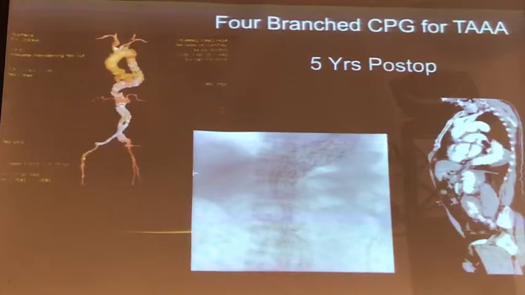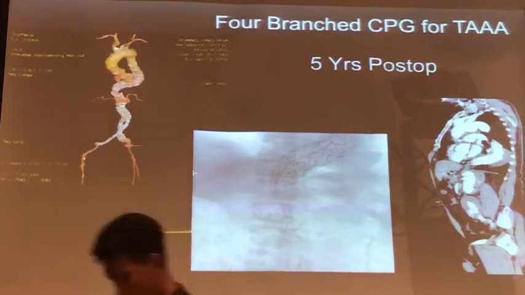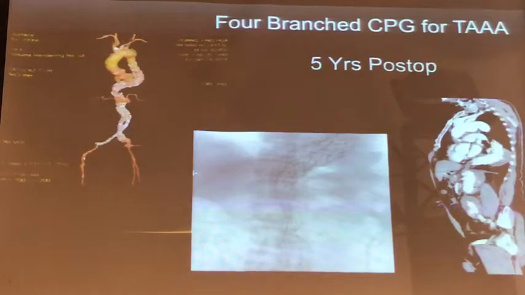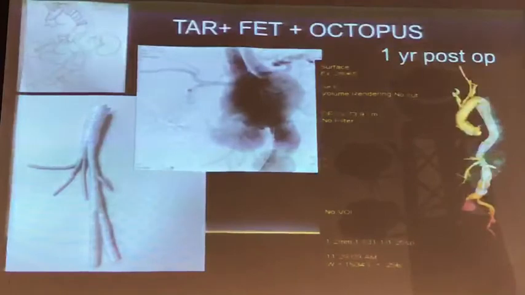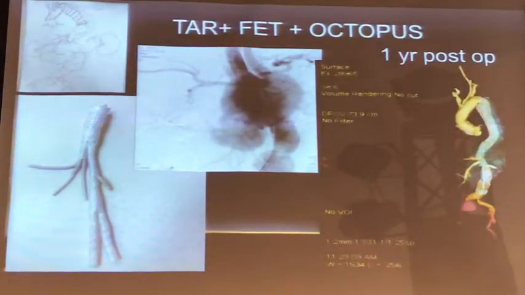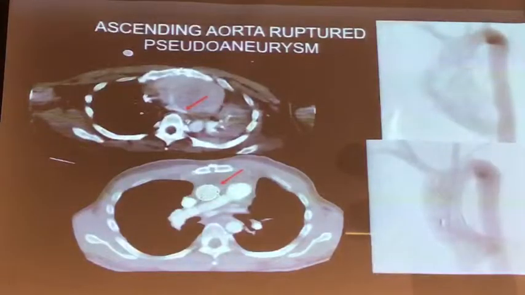In our previous experience, because we don't have access to those branch or fenestrated devices, we have accumulated a lot of experience with chimney and periscope grafts. For a complex TAA we can do a chimney periscope graft with 5 years survival. We also have limited experience with this off-the-shelf T-branch. It's not a custom-made T-branch. And with a very complicated case, we can do octopus. In a sample case, we had a much better result at 1 year.